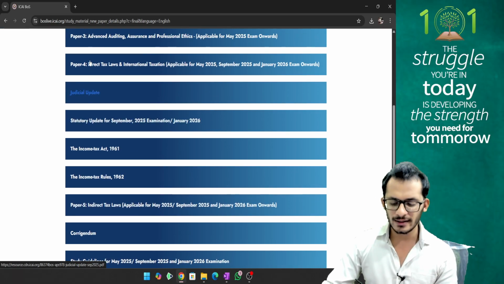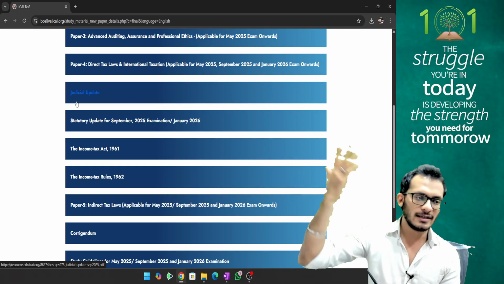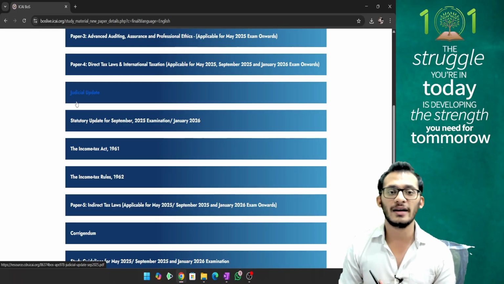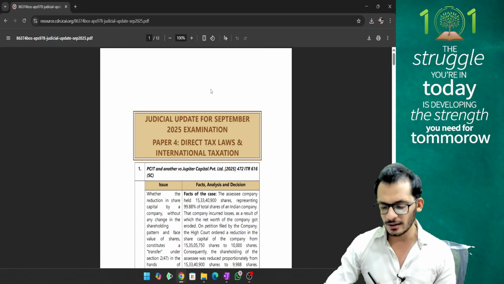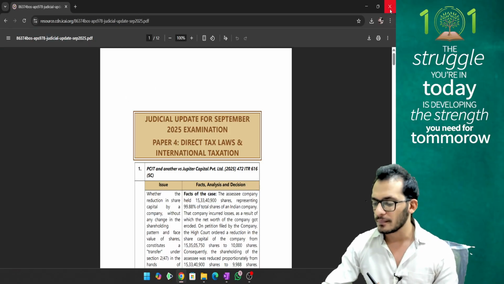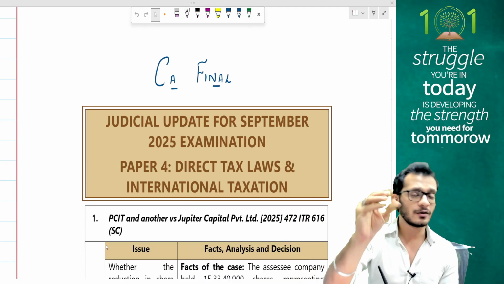But before clicking on the direct tax paper, you'll notice there are two things here. One is the judicial updates, one is the statutory updates. The statutory updates is what we did in a separate video, which you will find in the description box. But other than that, you have the judicial updates. Simply click on the judicial updates and you'll find the case laws which are there. I've already downloaded the case law, so we're discussing it together, people. 5 case laws for you to keep in mind.